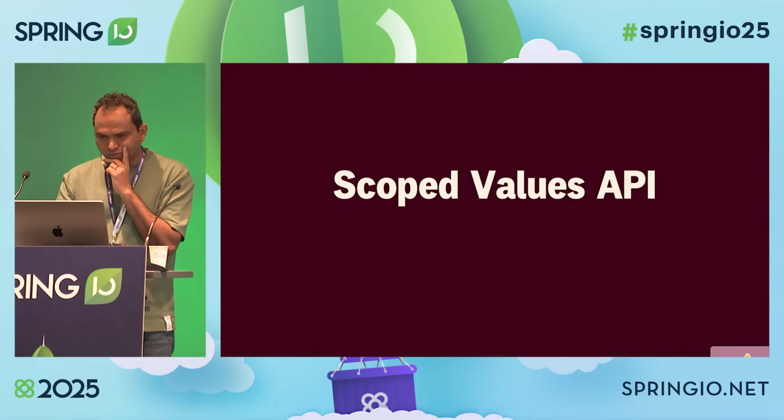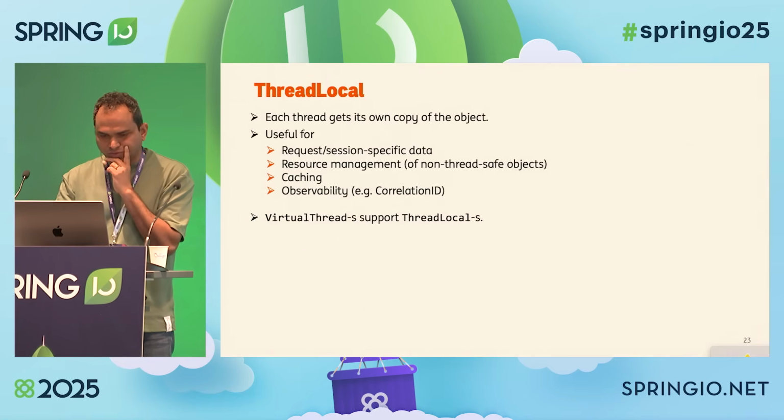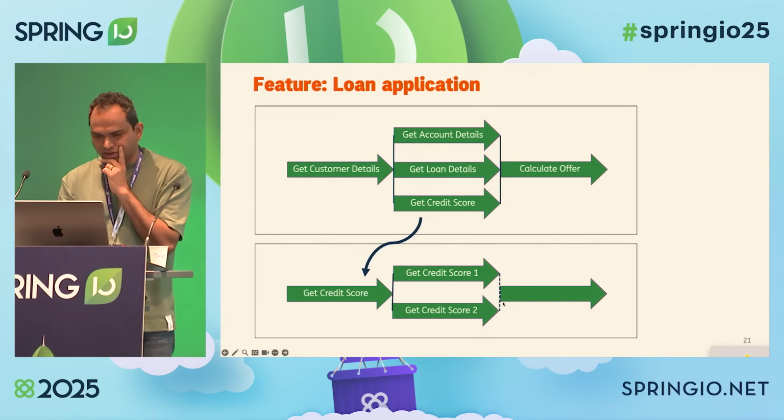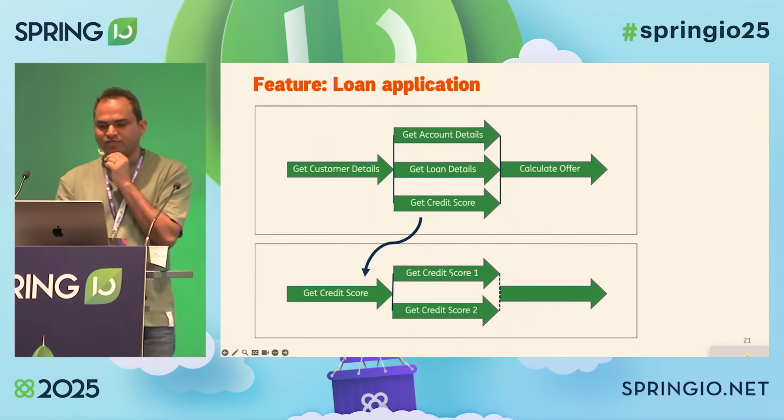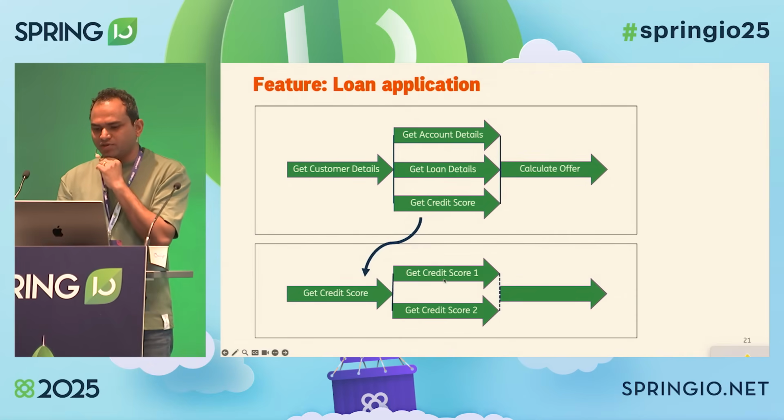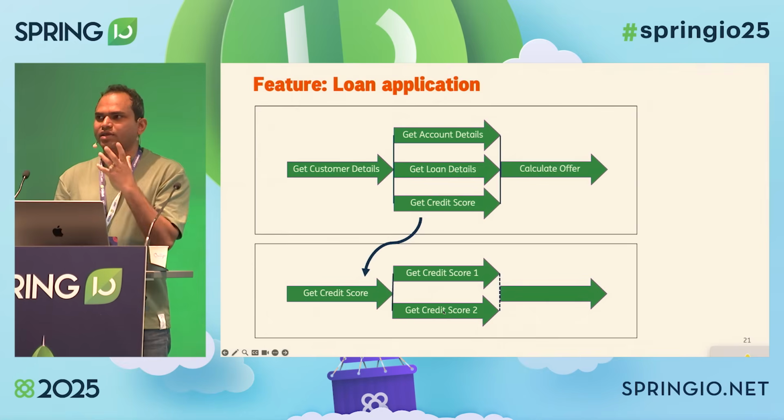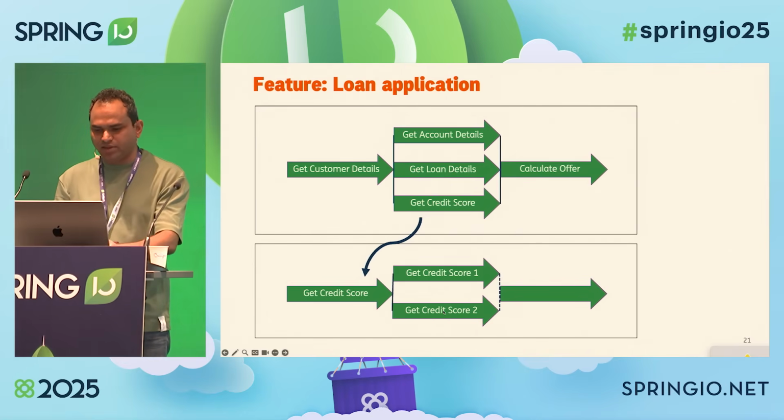So let's go back to our previous picture here. One of them is failing. Let's say credit score 1 is failing. This is actually pretty interesting because even though this is failing, the other is working fine, right? So we should still be getting our offer here.